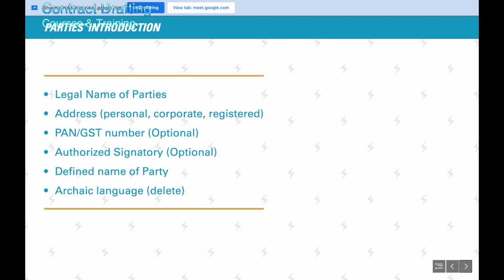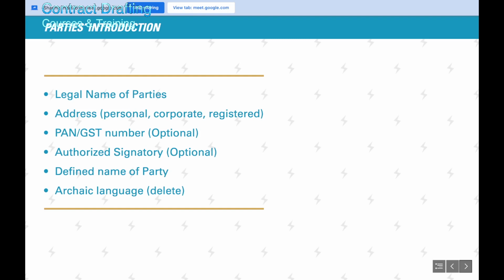Then for the address, it can be a personal address of an individual or a company address. It can be a corporate office address. It can also be a registered office address. In case you are not sure, verify the registered address from the MCA website, because people are usually not aware if they have different corporate and registered offices. The registered office address can be found at the MCA website, and the corporate office address can be asked from the other side or checked from their website.